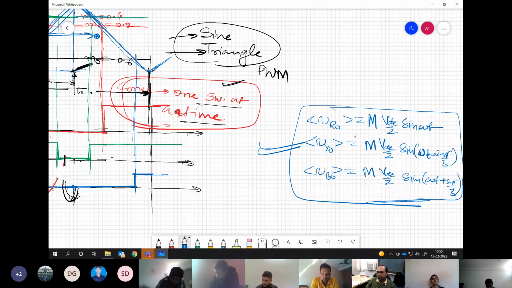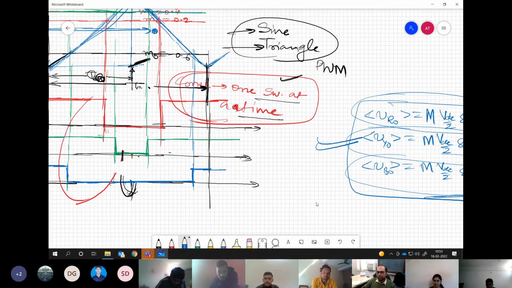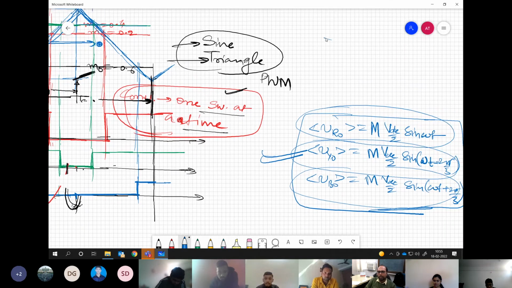Instantaneous values are still plus VDC by 2 or minus VDC by 2. But in an average sense, for each switching interval, we are generating the average value, which is varying in a sinusoidal manner. Correct? So we have understood that with this sine triangle PWM, the maximum voltage we can generate for the phase, that means the peak phase voltage, is VDC by 2.